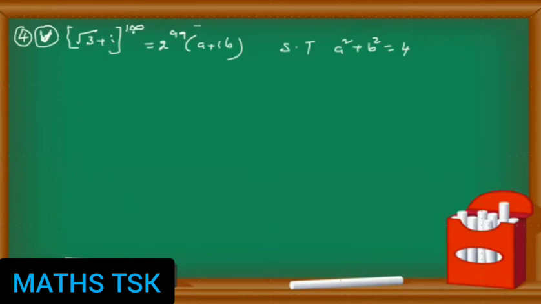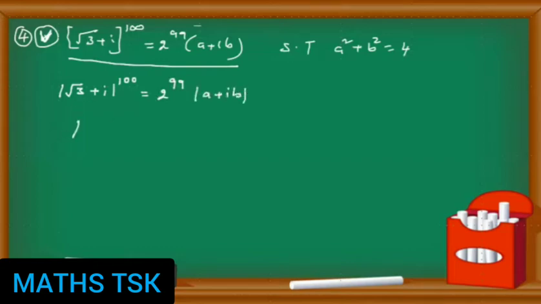Root 3 plus i whole to the power of 100 is a plus ib. Then show that a square plus b square equals 4. Take modulus on both sides of the complex number. This becomes modulus of (root 3 plus i) whole to the power of 100 is equal to modulus of 2 to the power of 99 is a constant, into modulus of a plus ib. So root of 3 plus 1, whole to the power of 100, is equal to 2 to the power of 99 into root of a square plus b square.